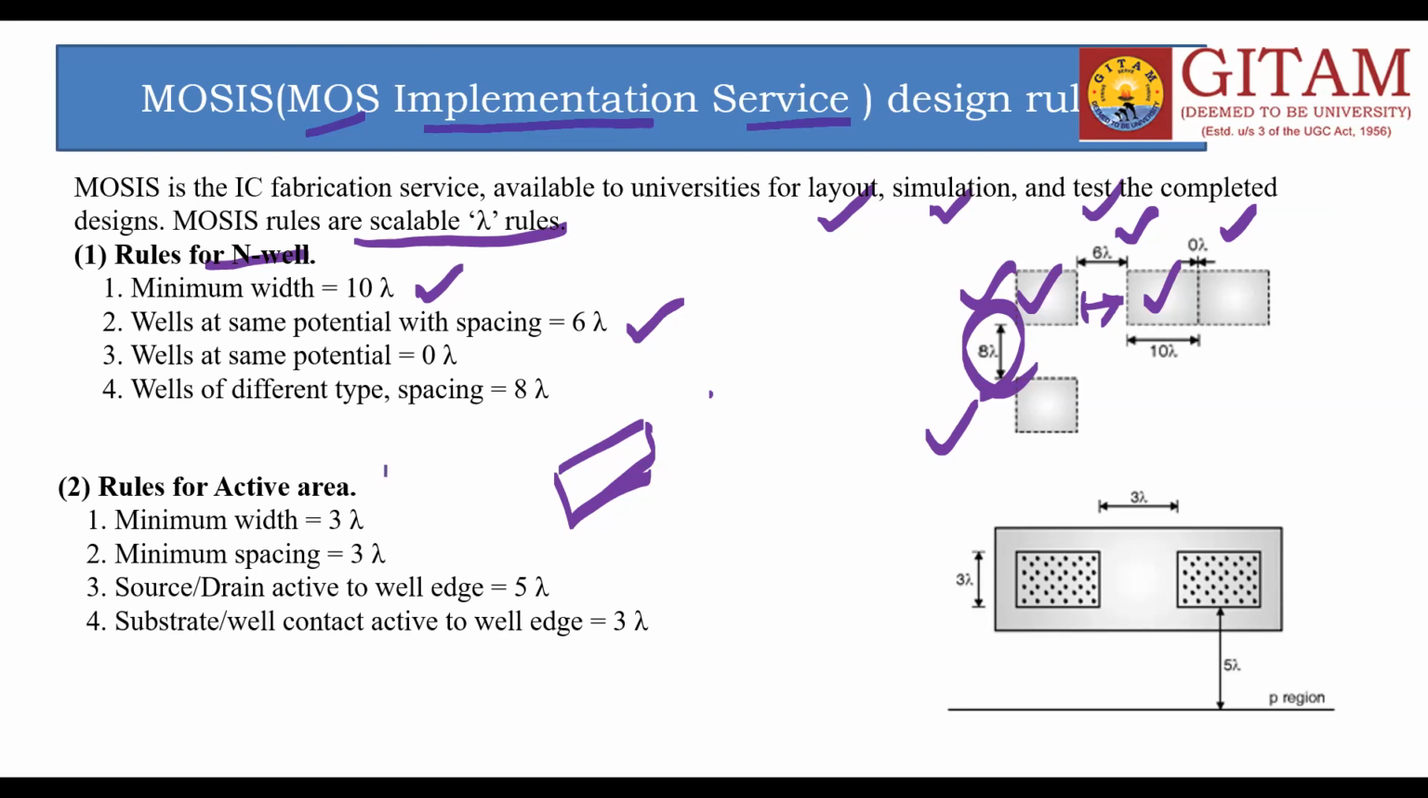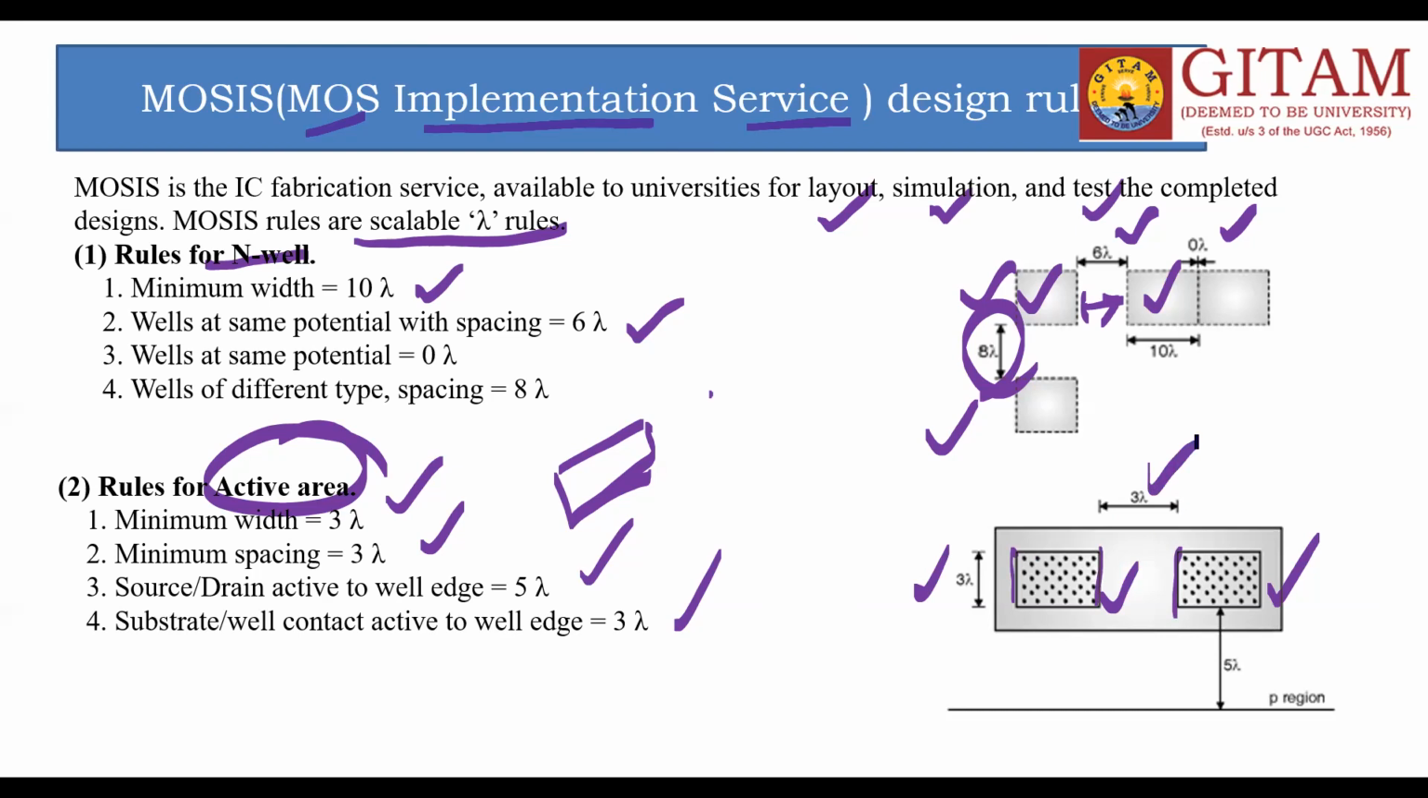The next one is the rules for the active area. You already know the active area is used to make the transistor. This is the active area. Minimum width is 3 lambda. Minimum space is 3 lambda. Source drain active to well edge is 5 lambda. Substrate to well contact is 3 lambda. This is one active area, and this is one more active area. The minimum width is 3 lambda, and the space between the two active areas is minimum 3 lambda.